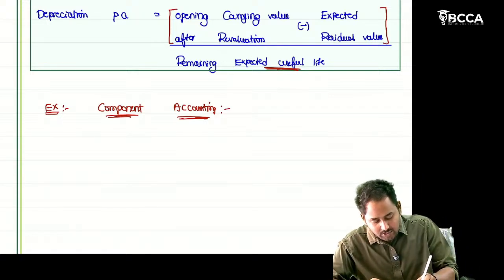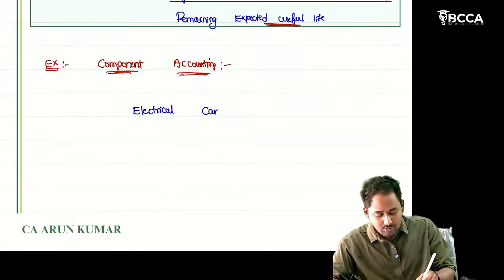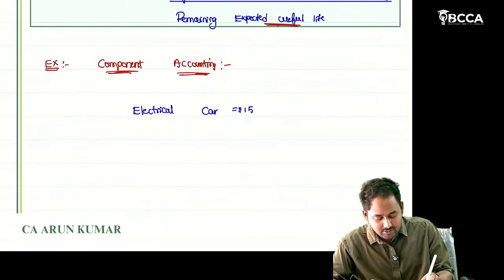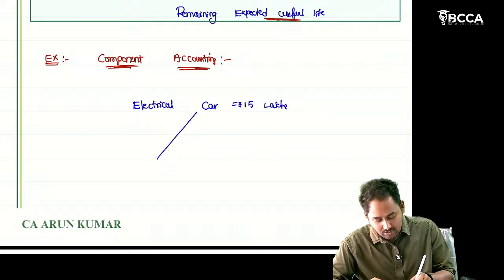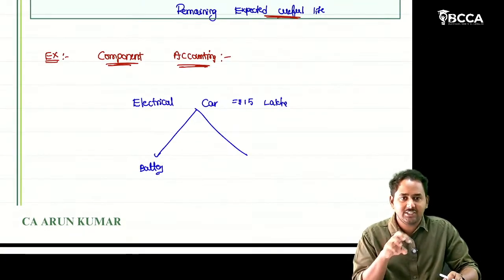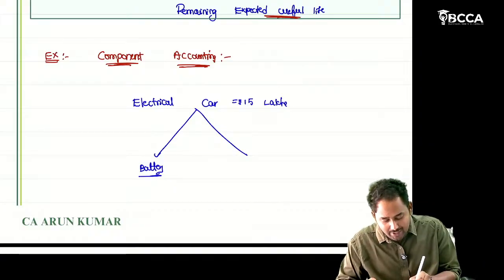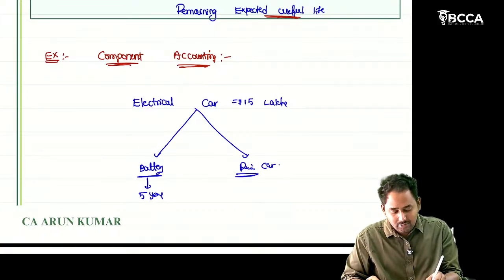Okay, I purchased one car. It's an electrical car. So I paid the entire 15 lakhs. So what is the major part in this car? For an electrical car, the battery is the major part. So I assume that this battery forms a substantial part of the asset. For this battery alone, the life is 5 years. For the remaining car parts, the life is 10 years.